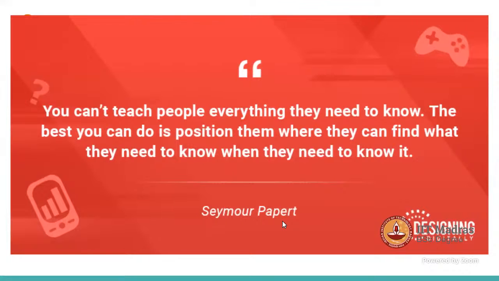I want to sum up this entire orientation session with one famous quote: you can't teach people everything they need to know. The best you can do is position them where they can find what they need to know when they need to know it. I think that's it from our side. You can ask your questions in the form mentioned, in the Google form.